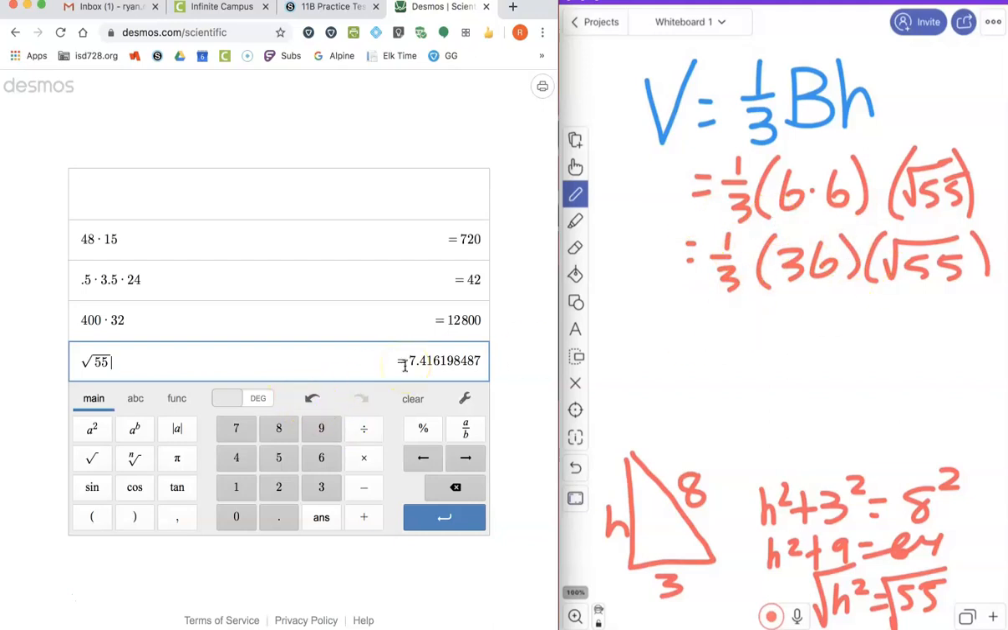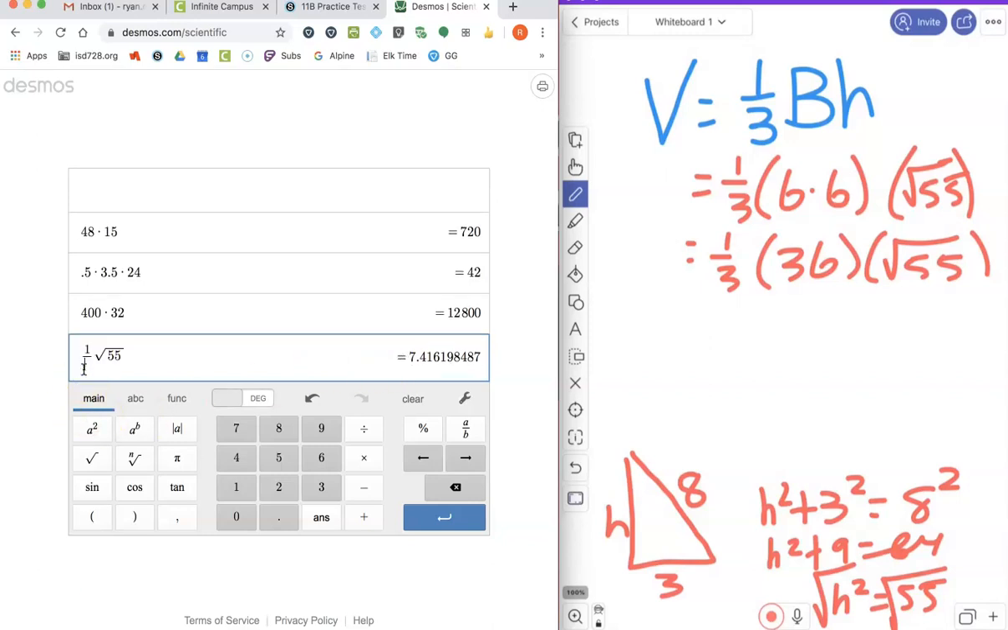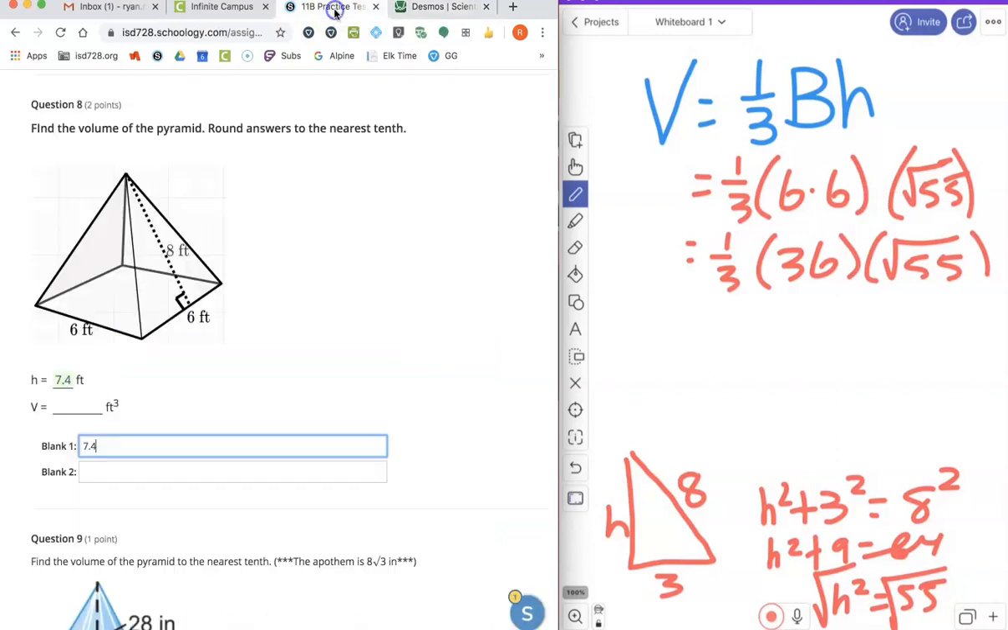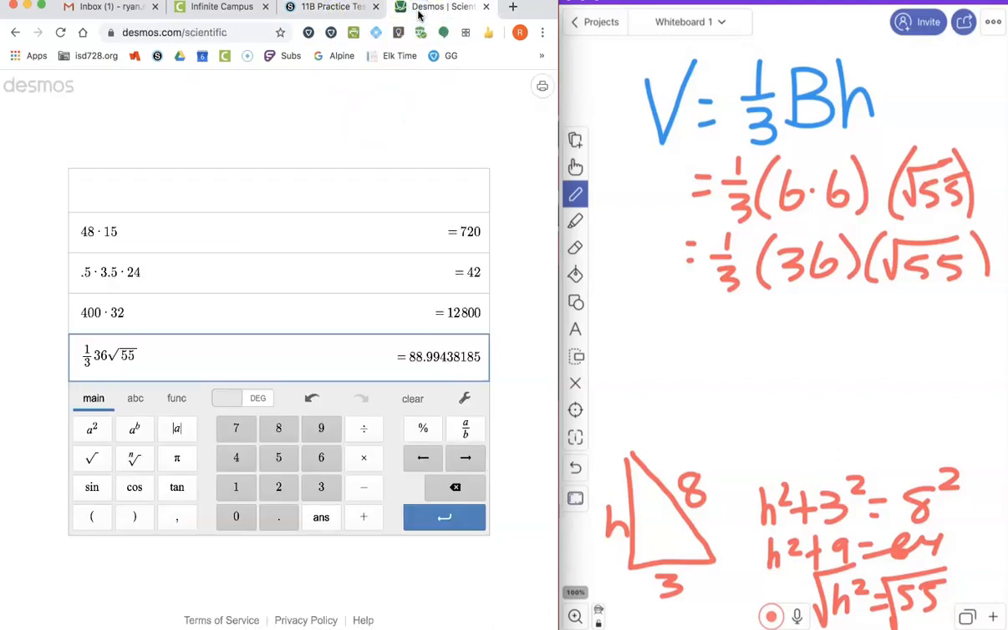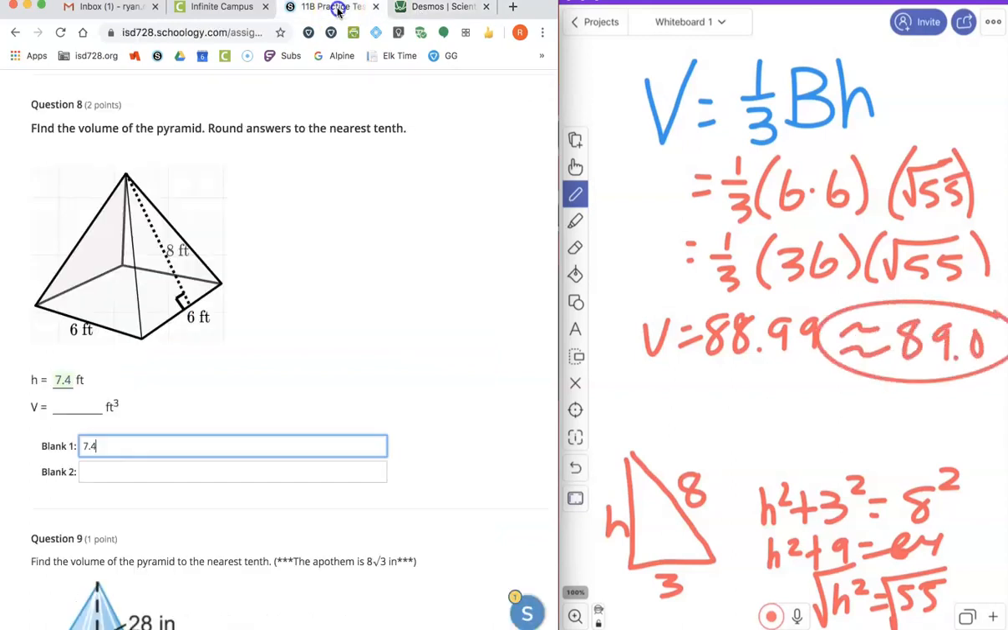So I already have the square root of 55 in. Let me actually do this. We're supposed to do 1/3 times the area of the base, which is 36, times the square root of 55. So looks like for our answer there, we're really close to 89. When I round it, it says to the nearest tenth. 88.99, if you round that to the nearest tenth, then the second 9 rounds up. So this actually does round to 89.0. So that's the answer that I would put in, 89.0.